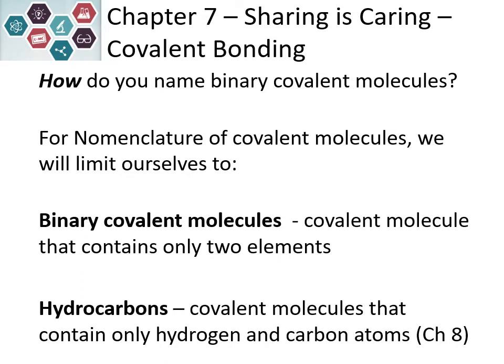When we're naming our covalent molecules, we're going to look specifically at binary covalent molecules. Binary covalent molecules means that they contain 2 elements that are nonmetals. We're also, in a future chapter, going to look at hydrocarbons. These are also covalent molecules, but they contain, just as the name suggests, hydrogen with carbon, and they only contain hydrogen and carbon. We will look at naming these molecules in Chapter 8.